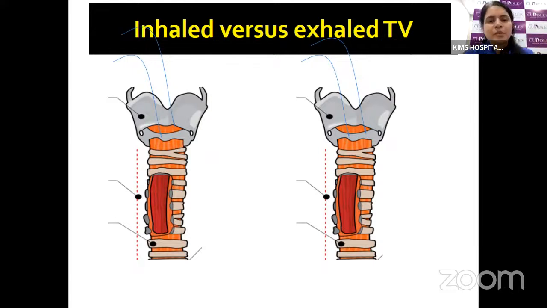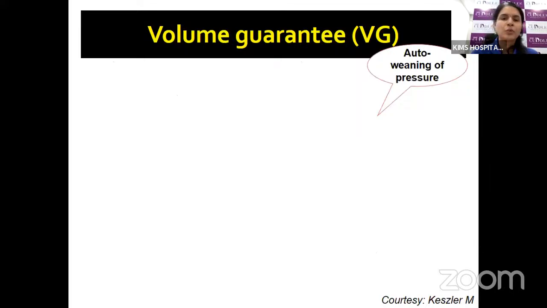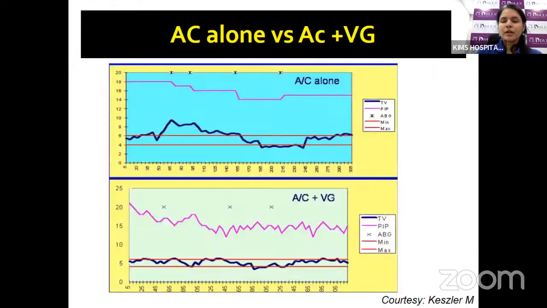So based on this concept, the volume guarantee proponents believe that using the exhaled tidal volume is possibly more representative of the tidal volume that actually reaches the baby's alveoli and was effective for the ventilation.